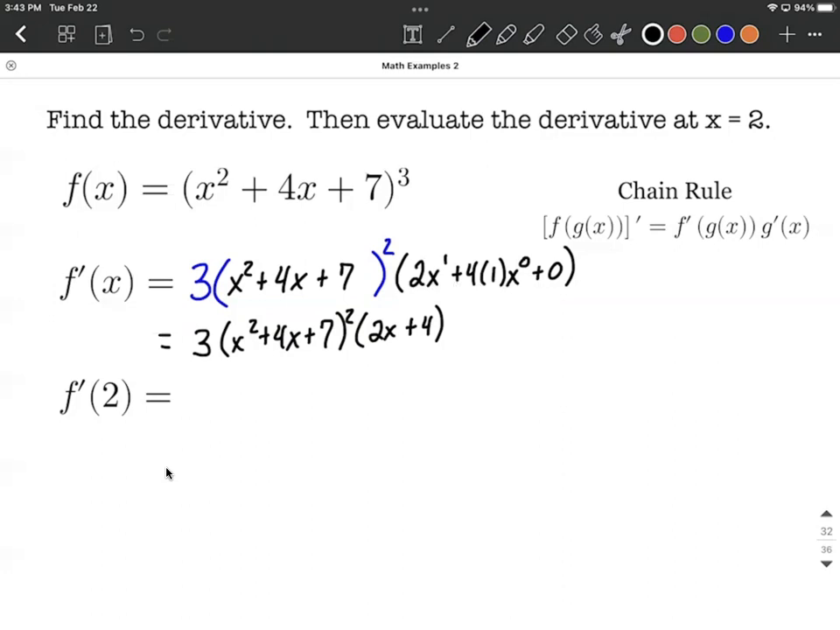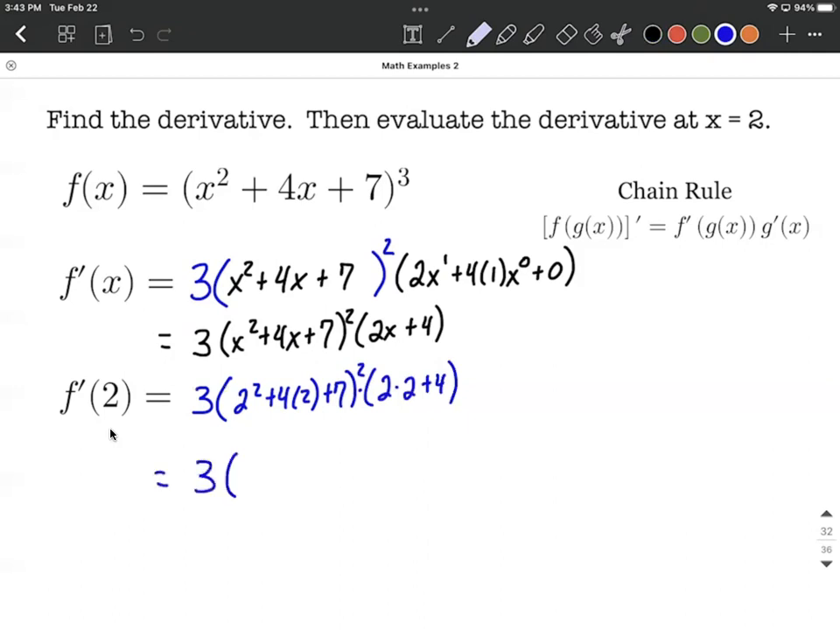Finally, what we want to do is evaluate this at 2. To evaluate this at 2, that means we need to replace each of the x's with 2's and then take our time and simplify down. So we have 2 squared plus 4 times 2 plus 7. That's still raised to the second power, multiplied by 2 times 2 plus 4. And with a little reducing down, this shouldn't be too bad.